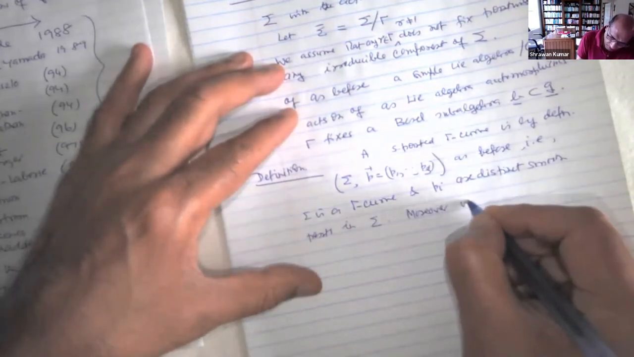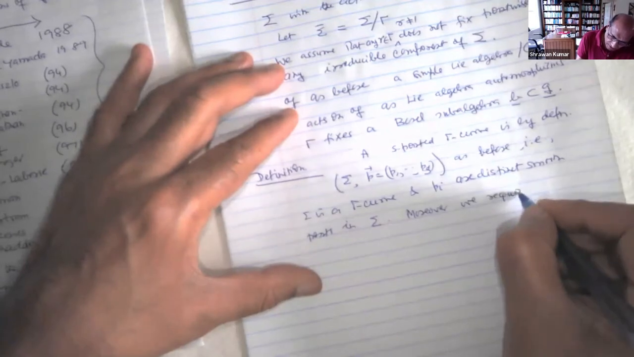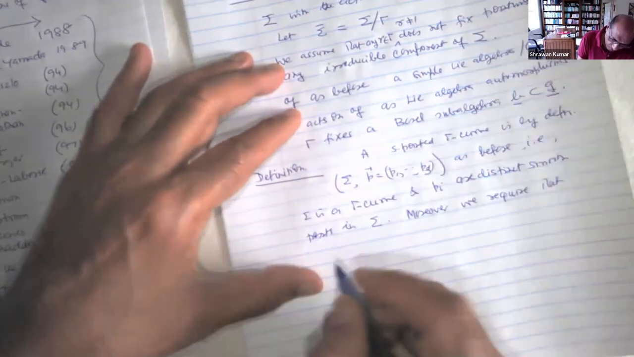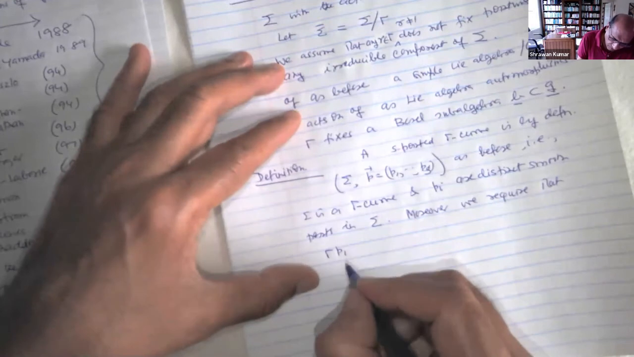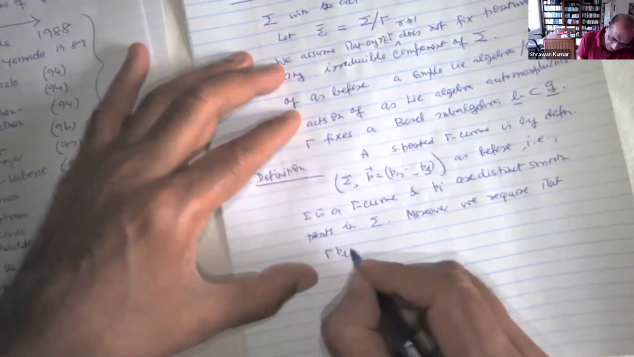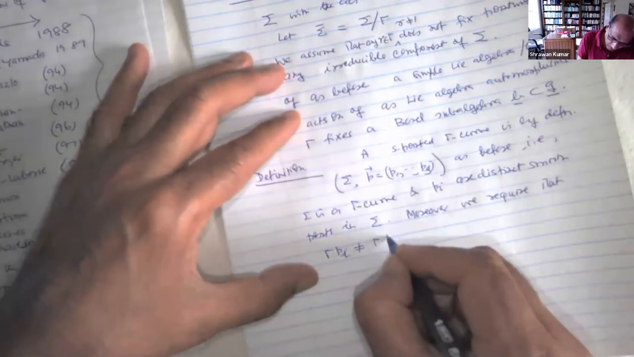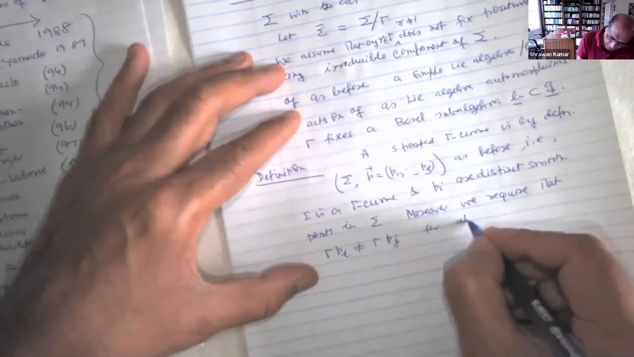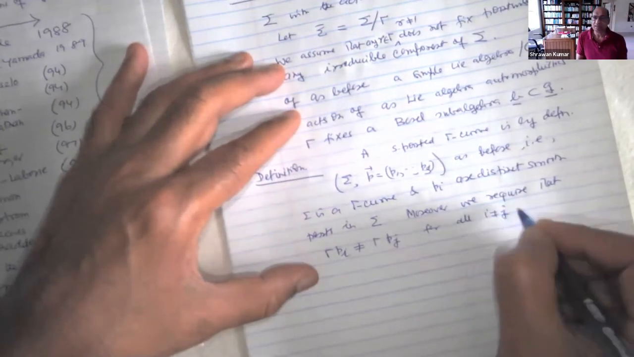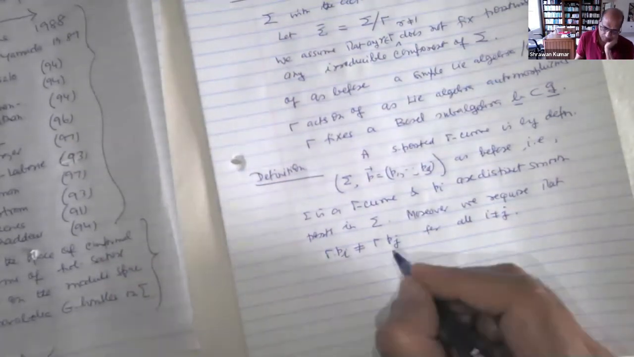Moreover, we require that gamma Pi is distinct from gamma Pj for all i different from j. So not only are those distinct points, but their gamma orbits also do not intersect.